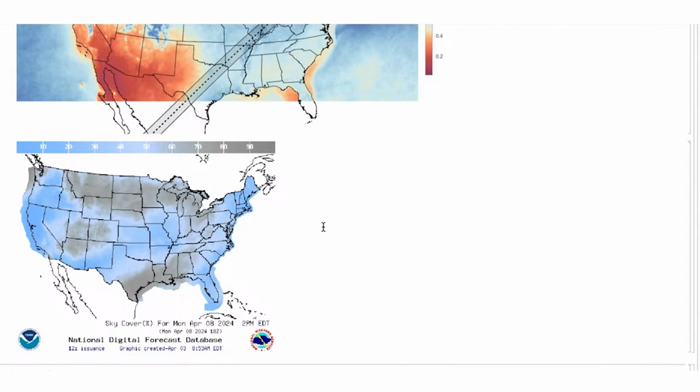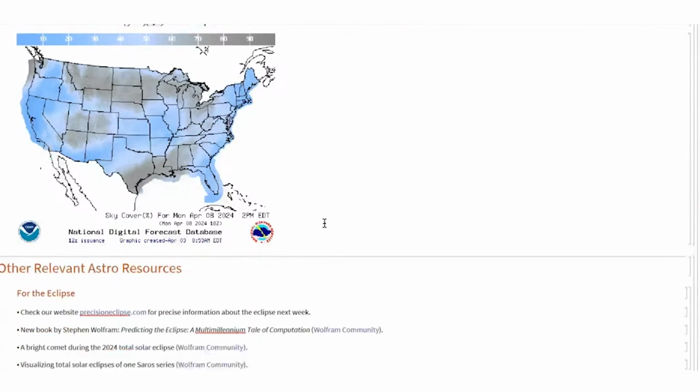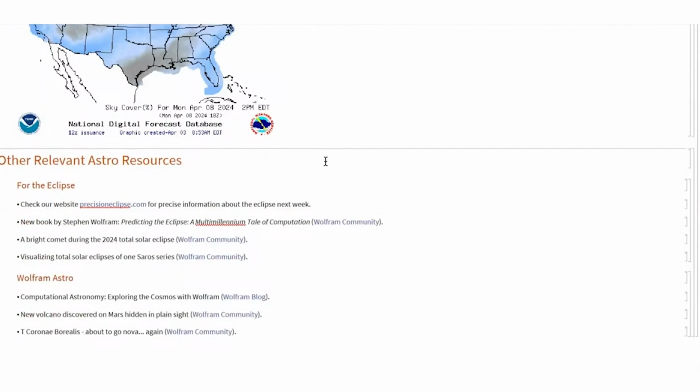So some other resources, though, that I do want to point you at. We have precisioneclipse.com. This allows you to enter your location and find out the timing and the coverage of the eclipse from your location that you specified.